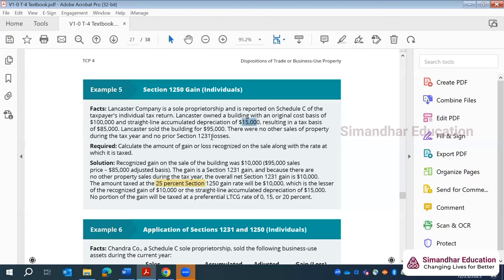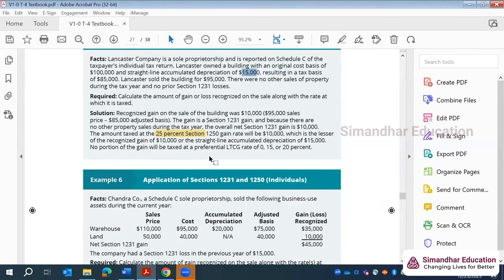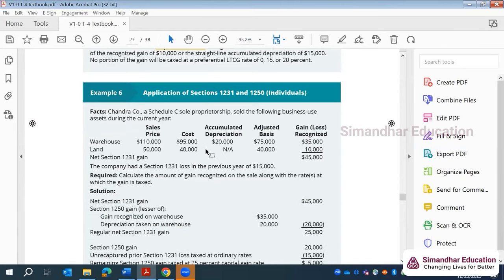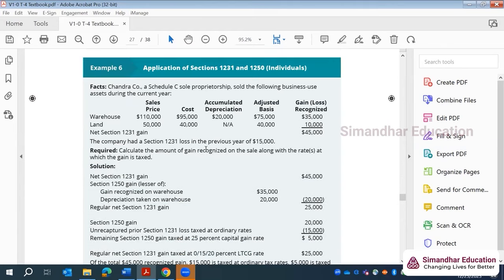An easy way to remember is always look at the initial purchase price of the building and compare it with the sale price, because that's how you're going to identify what is Section 1231 and what is going to be Section 1250. Now, this example is a little bit complex, so let's again break the concept into different parts.